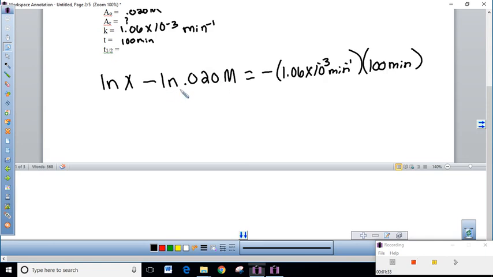So now to get this over to this side, I need to add the natural log of 0.02 to both sides. And I would just do it then in the calculator just this way. I would go negative 1.06 times 10 to the negative third times 100 plus the ln of 0.02. When you get to that point, the ln of x equals, and so you would get this number.